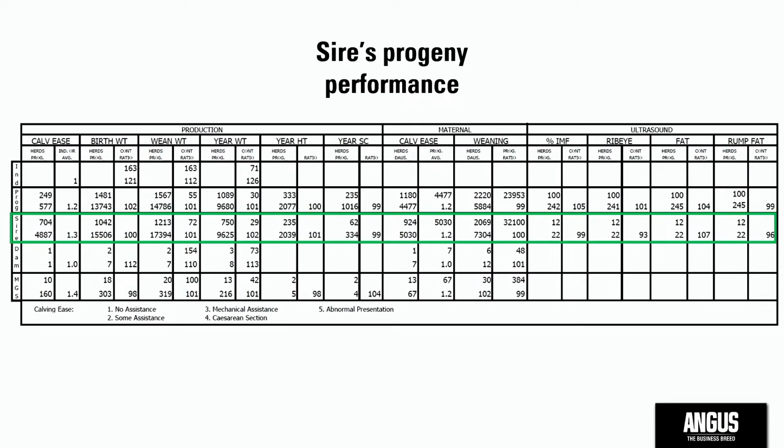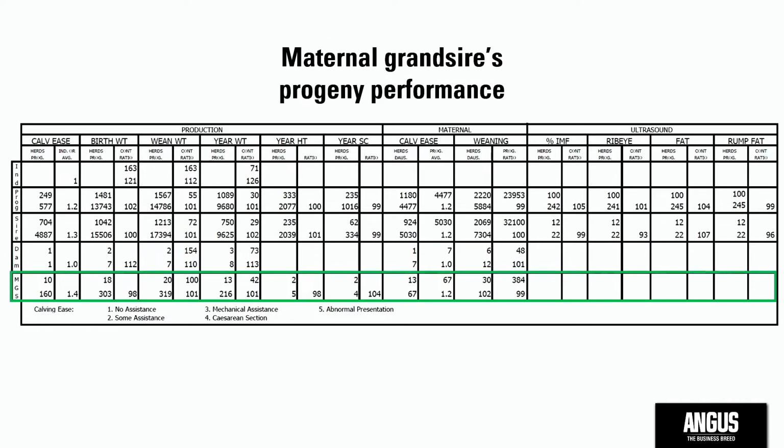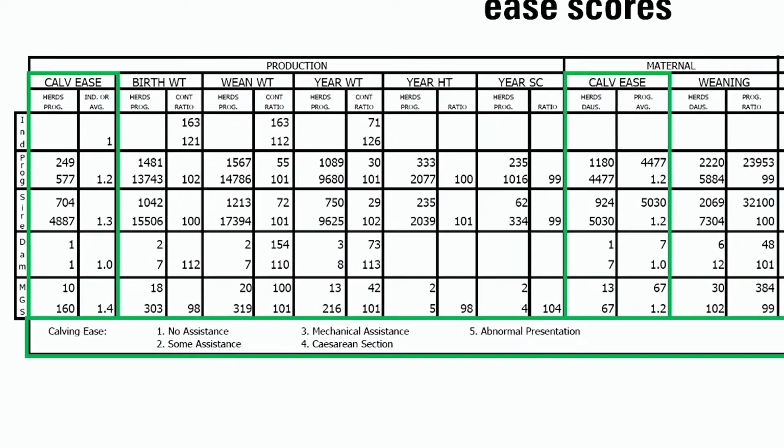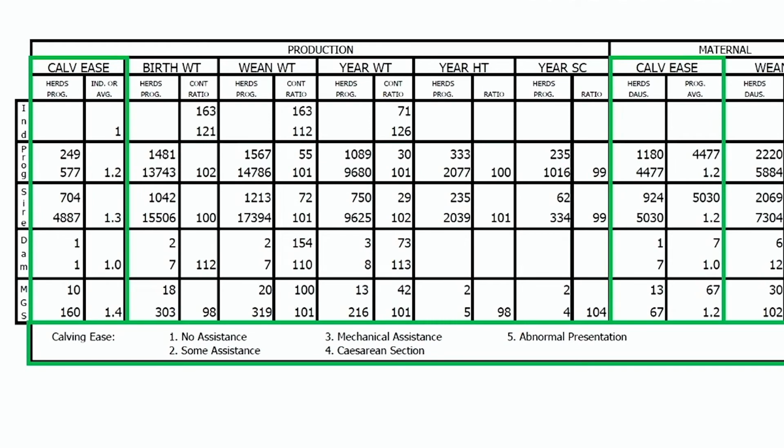We can also take a look at a sire's progeny performance. So the animal that we're looking at, how did his sire's calves perform? We can also see how his dam's progeny performed. And then we can also take a look at the maternal grandsire's progeny's performance. So we take a step back in that pedigree, look at sire, dam, and the maternal grandsire on the performance pedigree. Also included at the bottom is a legend for calving ease. You note that there's calving ease included both in the production and maternal sections of this. We do have the legend down there where it's a categorical trait and it's different than the others.